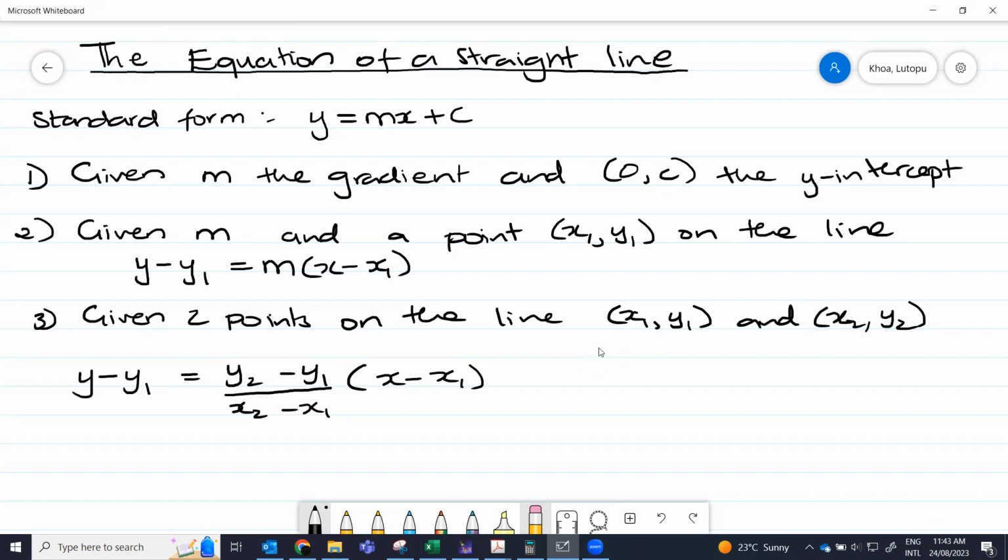Okay, now let's look at some of the questions in exercise 3F.